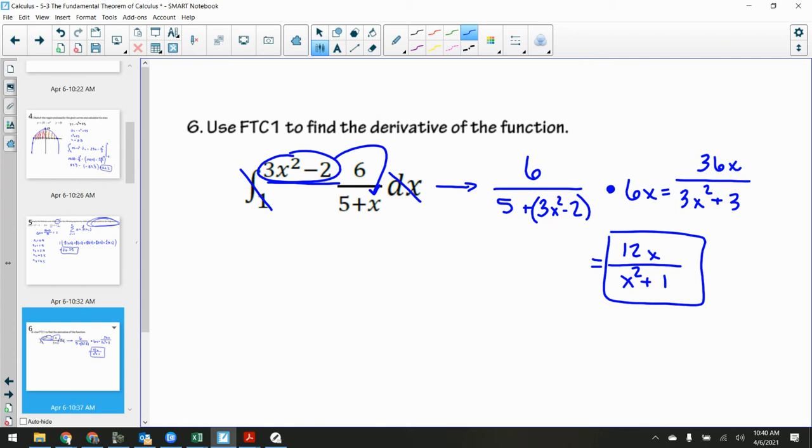Remember, the FTC one says the derivative of an integral will cancel itself out. They are inverses of one another. What else do we need? No, that's a 5 plus. Yeah, 5 plus, not a 5 times, because it was a 5 plus x here.